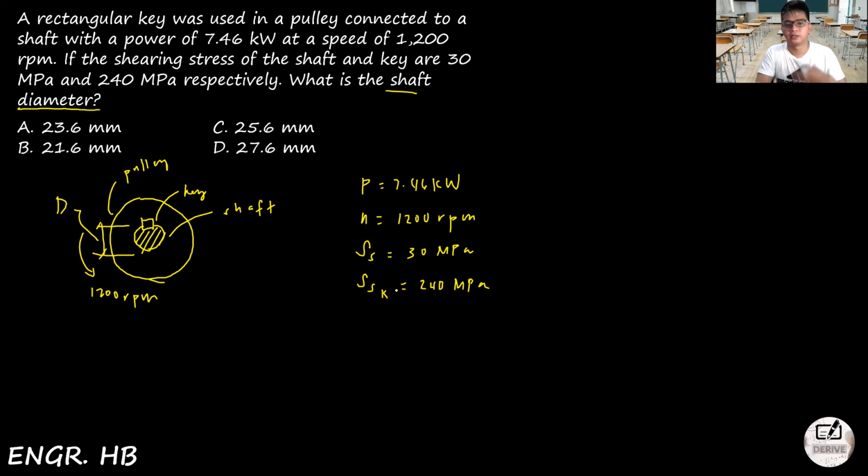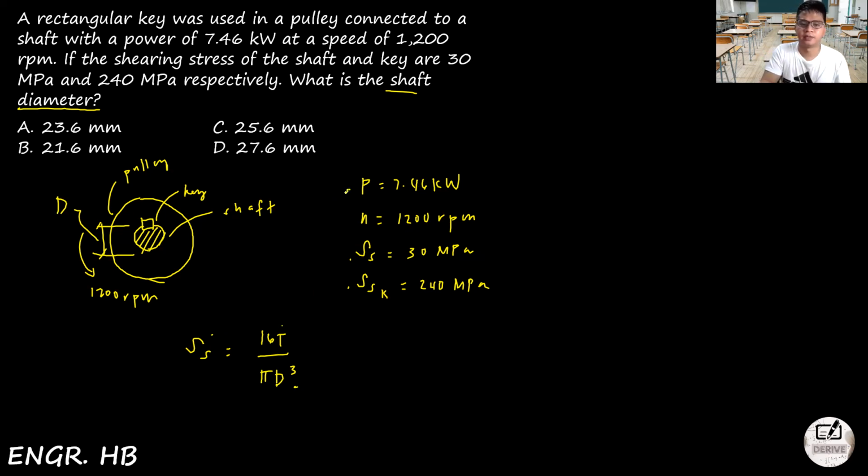And we all know that we can find the diameter under the torsional stress problem, which is torsional stress equal to 16T divided by pi d cubed. So what we're looking for is the diameter. Of course, we have two stresses here, one for the shaft and one for the key. The problem is, do we have a torque? Based on the problem, there is no given torque.